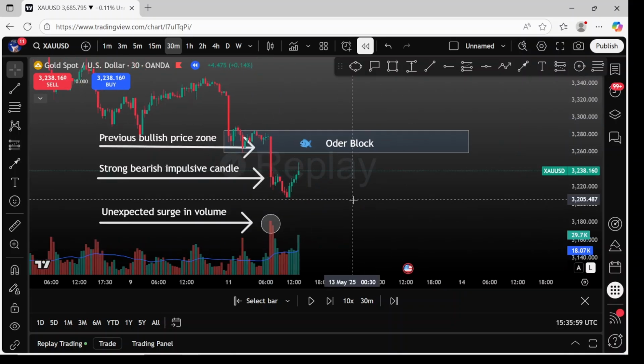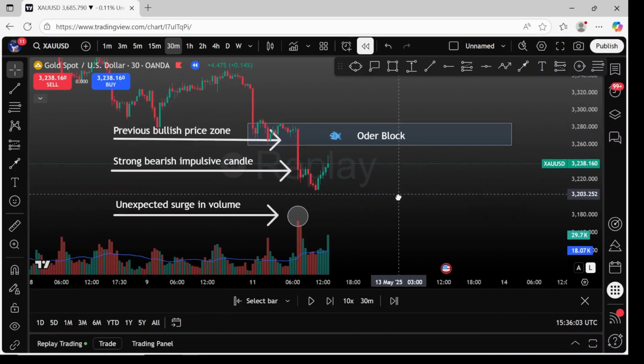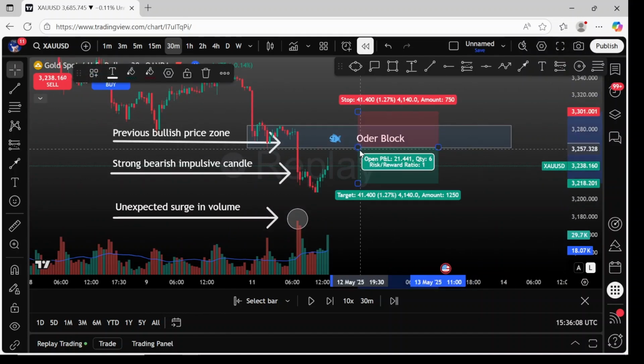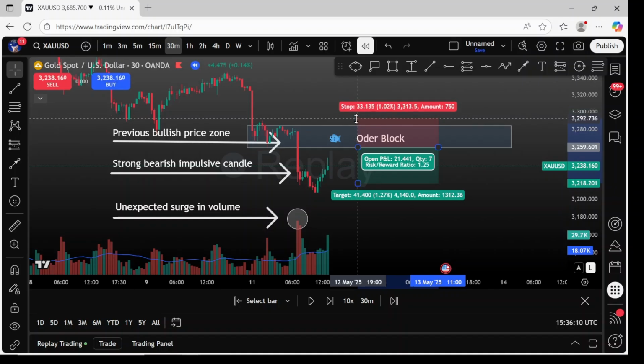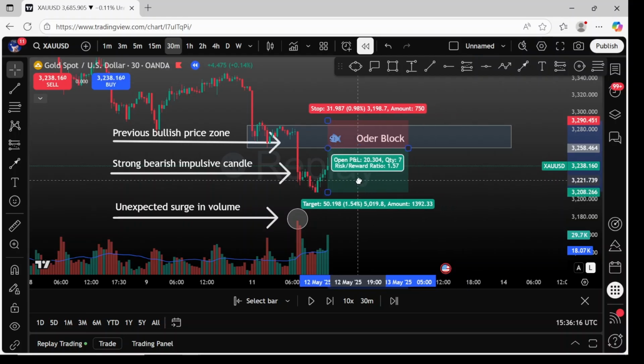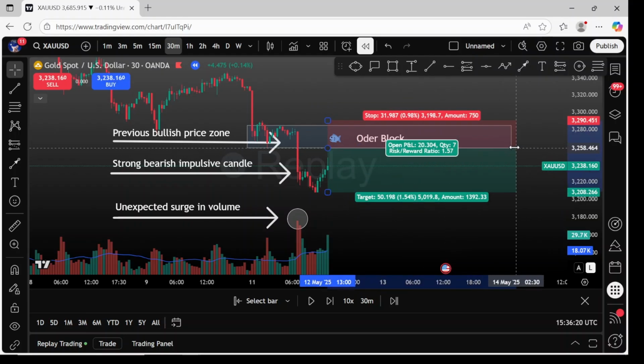Once you have a valid OB, here's a simple approach. Place a limit order right at the OB. Split it into two positions. First entry at the edge of the OB, stop loss just 5 pips below or above. Second entry in the middle of the OB, same stop loss. Take profit using Fibonacci extension or key H4 support/resistance zones.